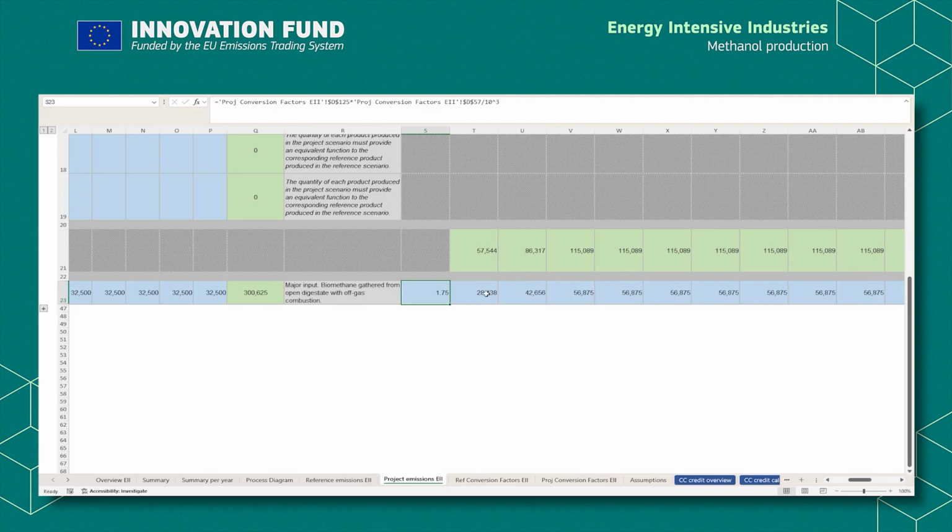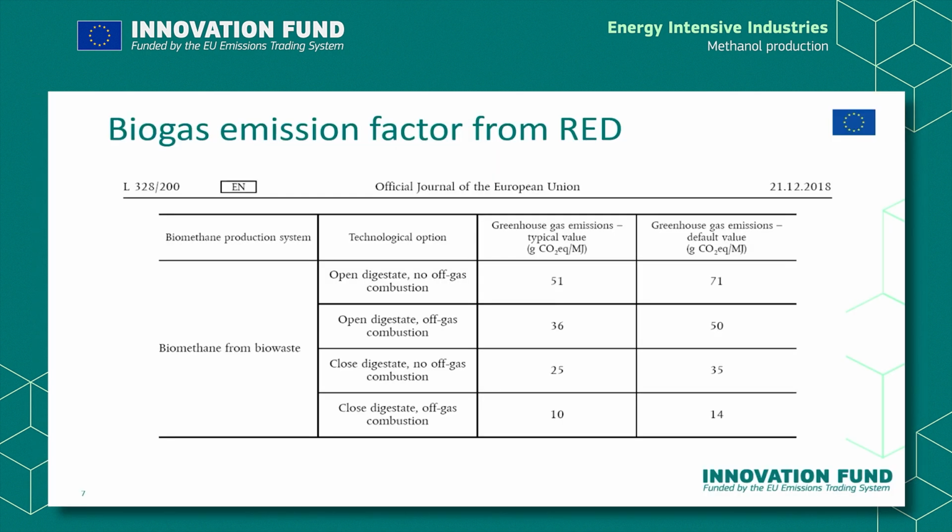The emissions methodology says that for biomass inputs, we should use default emissions values from the Renewable Energy Directive, if possible. In this example, the biomethane is produced from biowaste in a system with closed digestate and no off-gas combustion. If we refer to Annex V of the Renewable Energy Directive, we can find that the default emission intensity for this pathway is 35 grams of CO2 equivalent per megajoule.